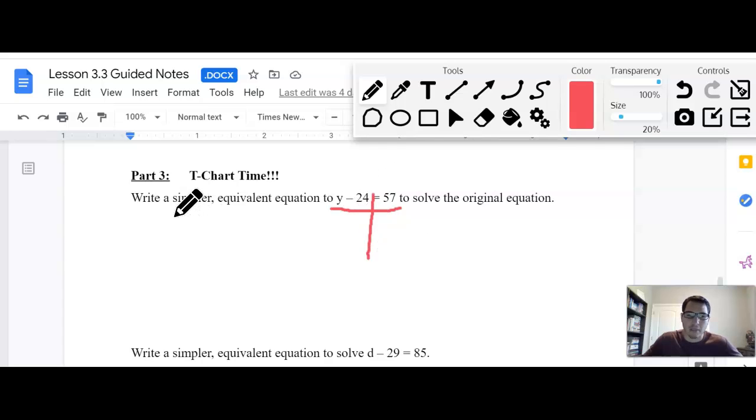When we're making a simpler equation, we need to get the variable by itself to solve for it. So if I have y minus 24, I use the inverse operation. The inverse operation of subtraction is addition. If I want to get rid of that minus 24, I add 24. Whatever you do to one side, you must do to the other side of the T-chart to keep things balanced.